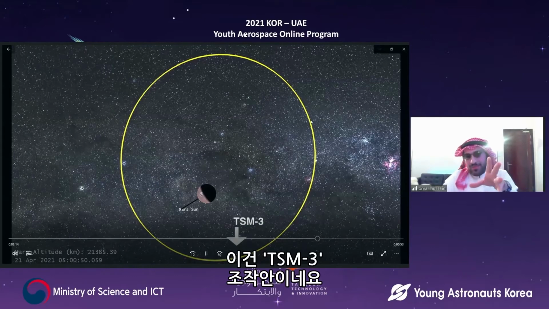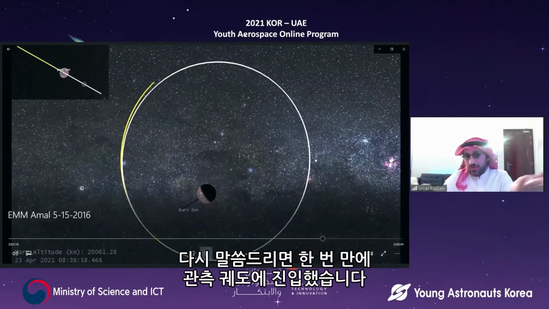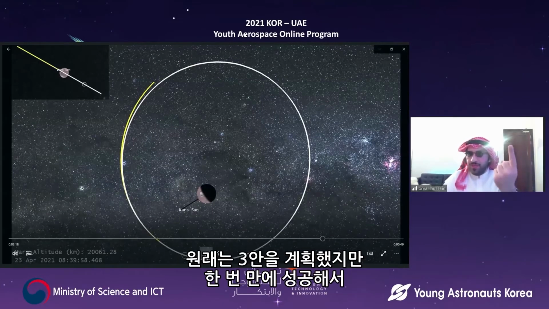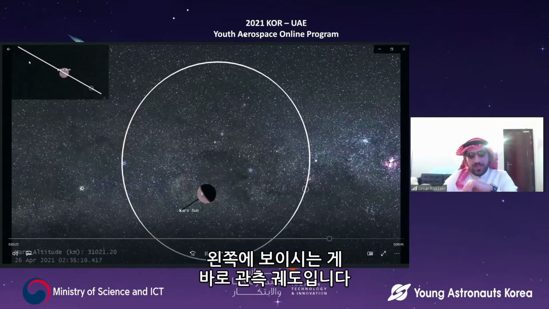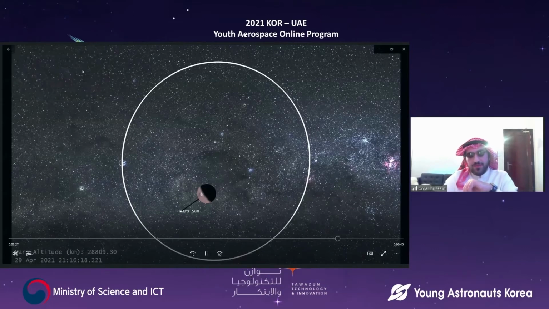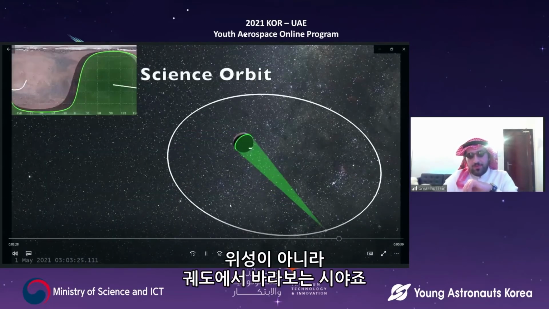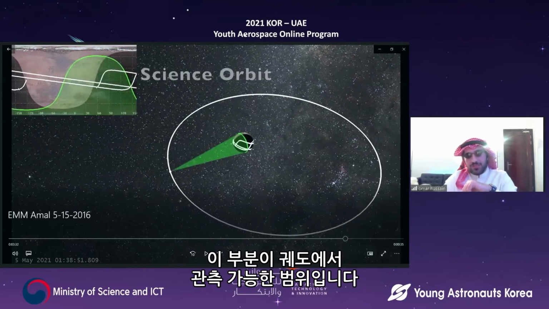So after TSM3, this transition to science maneuver, we did it in 1 maneuver instead of 3. We planned for 3. However, after we did the first maneuver, we did the navigation. It turned out everything was great. So yeah, as you can see on the left, that's our science orbit. And now we'll look at Mars from the view of the spacecraft itself. From the orbit itself. So this is the orbit coverage, as you can see.